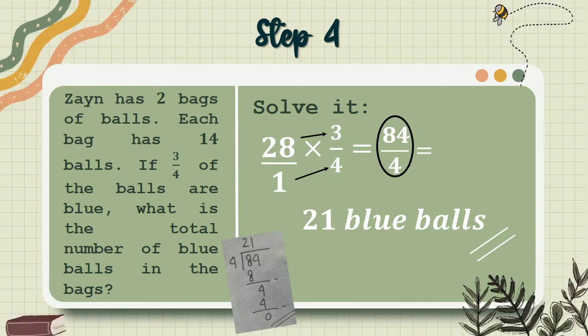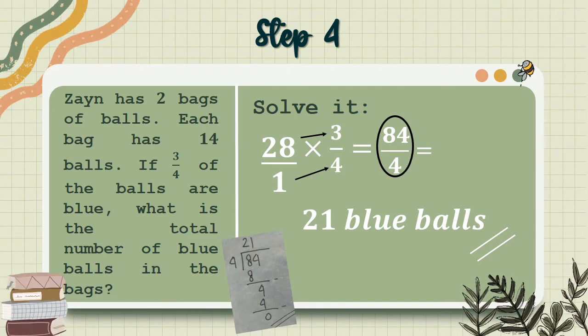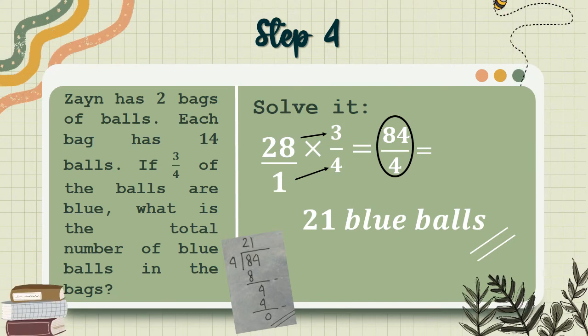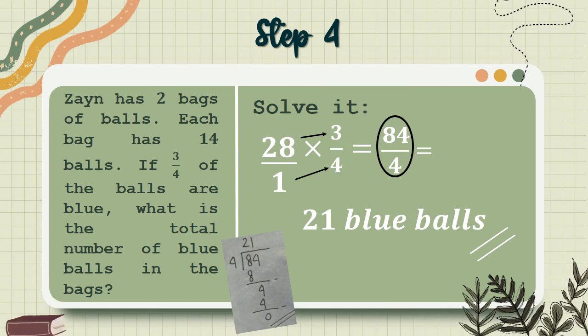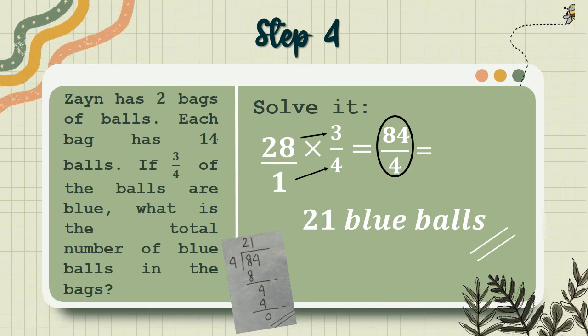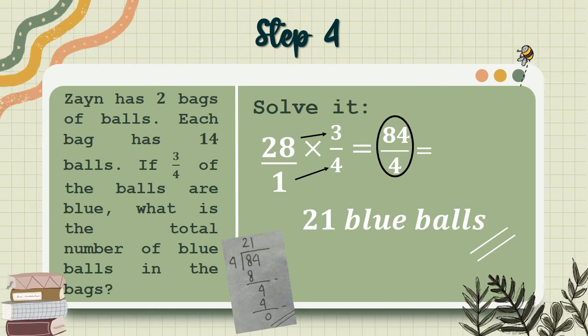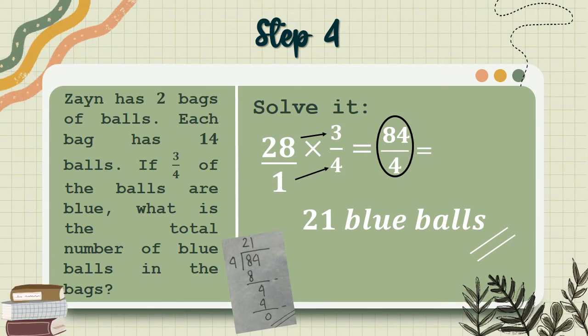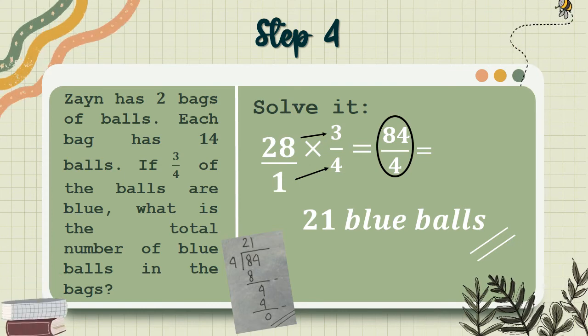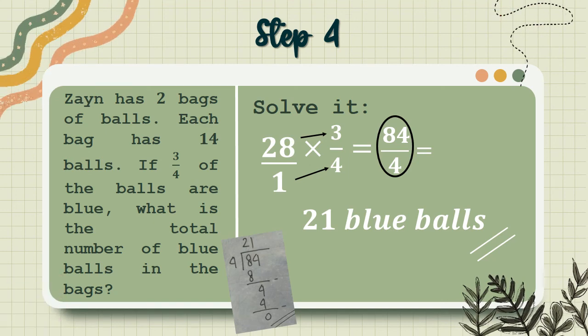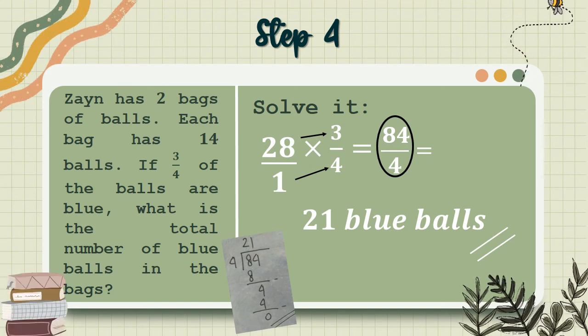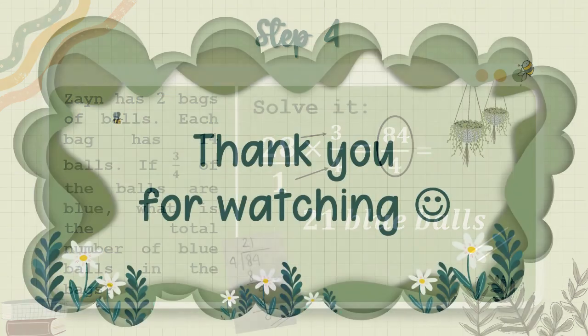And so just to recap really quickly, we did two steps here. We did step number 1, figuring out the total number of balls. Then we multiplied that by 3/4, and that gets us the answer: out of the 28 balls, there are 21 blue balls.